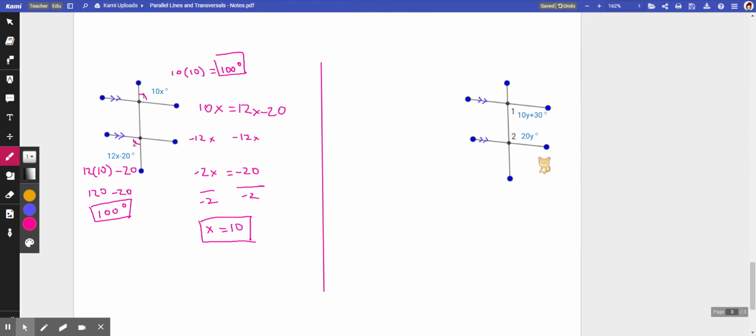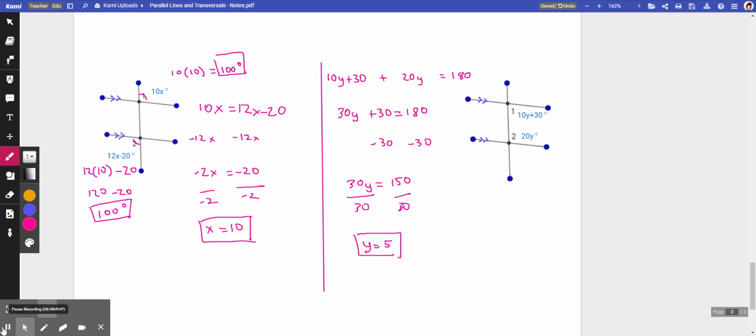These guys over here are supplementary, so that means I'm going to add them together and set it equal to 180 degrees. When they're supplementary, you put them on the same side and you're adding them together. So I have angle 1 plus angle 2 equals 180. And then I just solve my equation. So y equals 5. And then you're going to plug your y value back into each expression to find the actual angle measures. So this one's 80 and this one's 100.